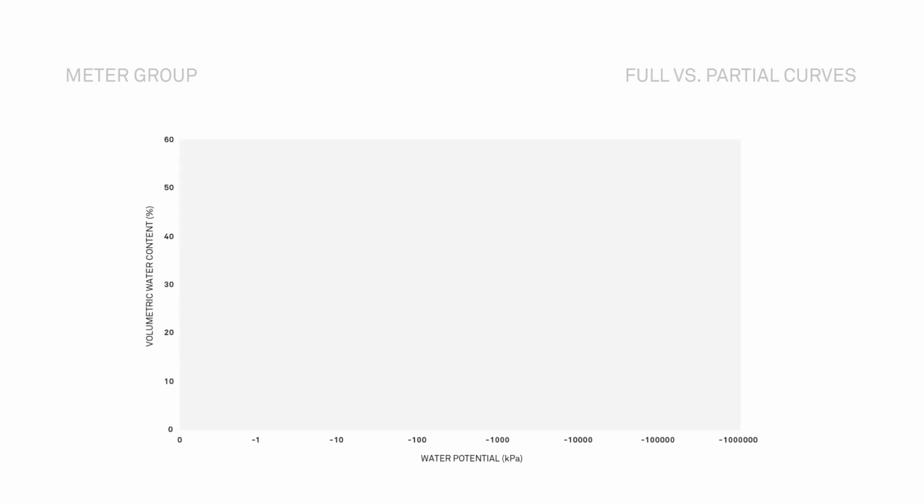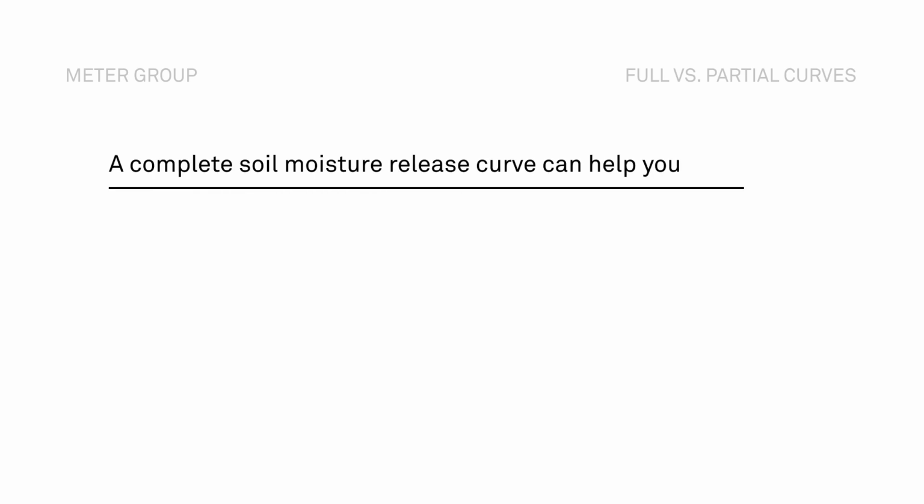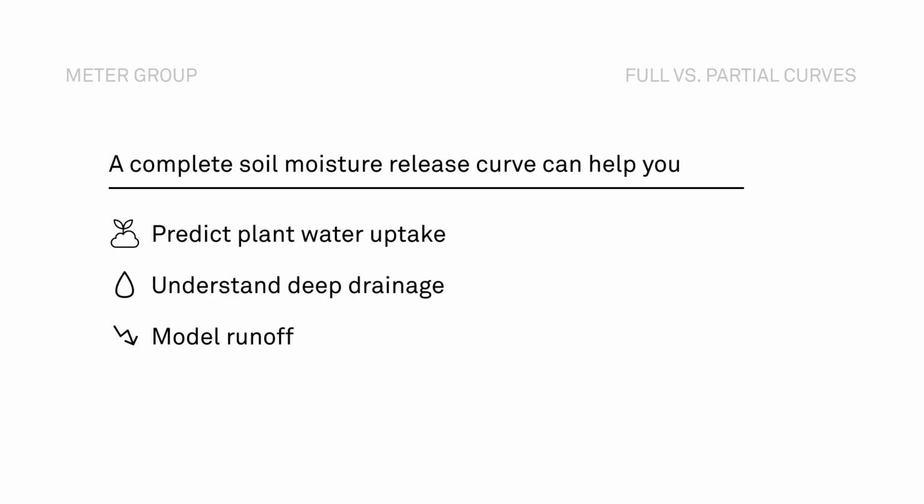Traditional methods are slow, labor-intensive, and leave you with incomplete data. And incomplete data leads to imprecise predictions, costing you time, resources, and results. But a complete high-resolution soil moisture curve gives you the precision you need to unlock critical insights, predict plant water uptake, understand deep drainage, model runoff, and much more.